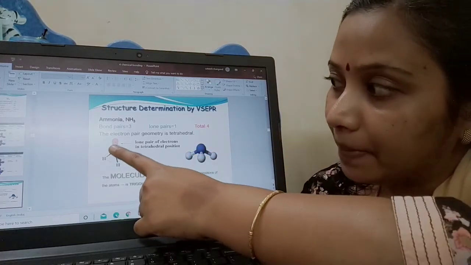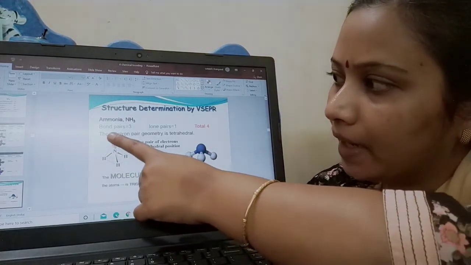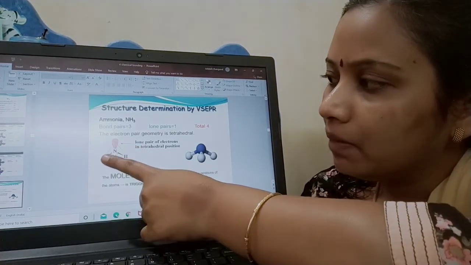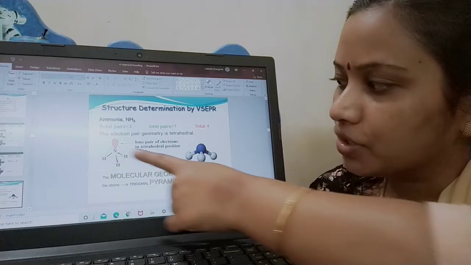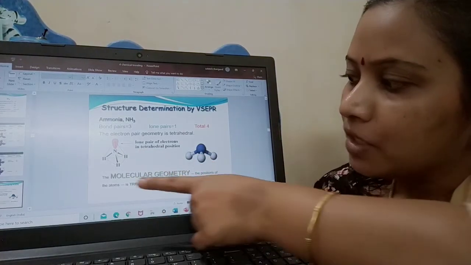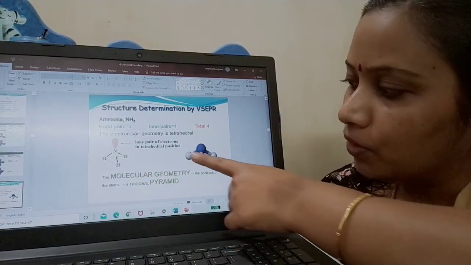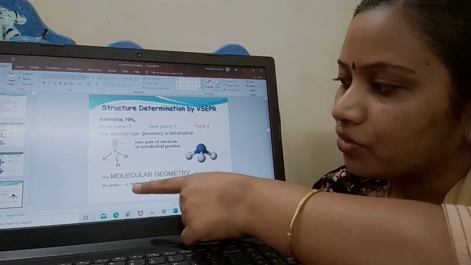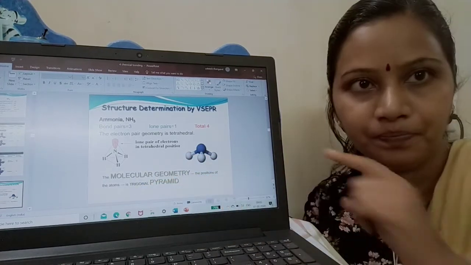But how will you represent the lone pair? I have 1 lone pair and 3 bonded pairs. See, the lone pair will be located in a tetrahedral position. This is how the position will be. So the molecular geometry, when you look at the position of the atoms, is trigonal pyramidal.